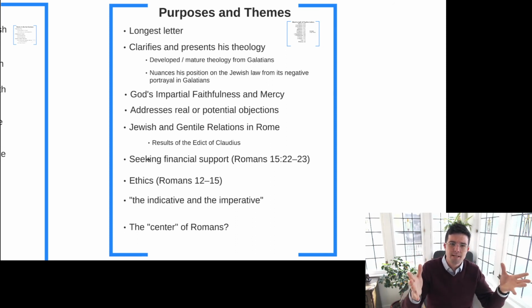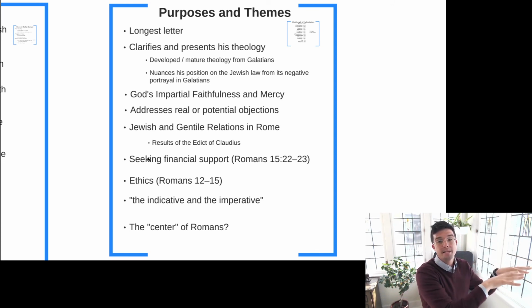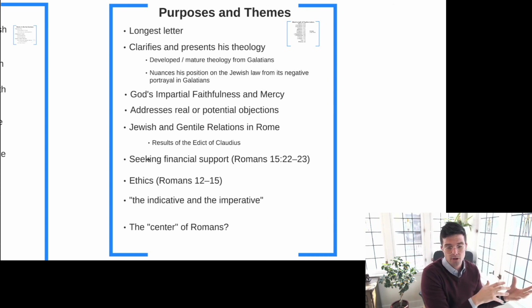We also have this focus on ethics in Romans 12 through 15, and this is both a theme and a purpose simultaneously. This is often called the indicative and the imperative. Romans 12 through 15, the ethics bit, is often called the imperative, the command part of Romans, whereas Romans 1 through 11 is often called the indicative part of Romans. It's laying out Paul's theology and then how one ought to live in response to that theology. So the indicative is the things that are indicated, the things that are real, and then the imperatives are the commands, the ways of living based on that theology or based on what Paul has said in earlier chapters.